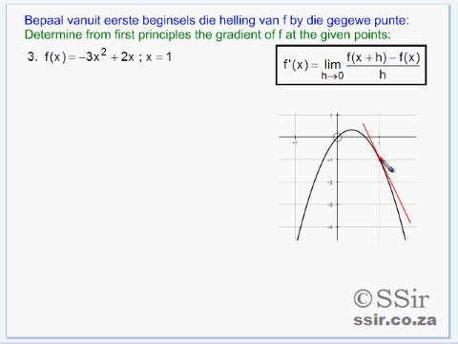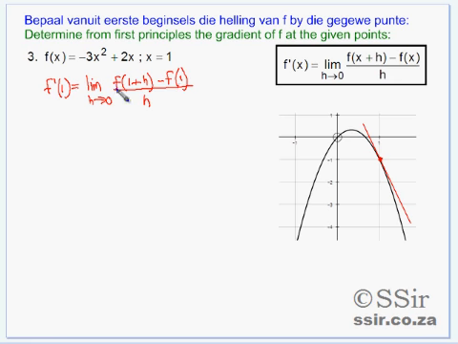At this point, the gradient of the red line, which is a tangent to the graph, will be exactly the same as the gradient of the graph at this point x equals 1. We want to find the gradient of the graph at the point where x equals 1. So, in our formula we will substitute 1 for x's value. In our numerator we get f of 1 plus h minus f of 1.